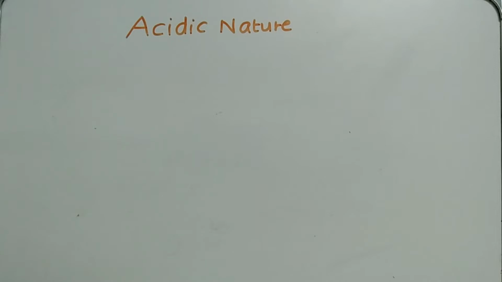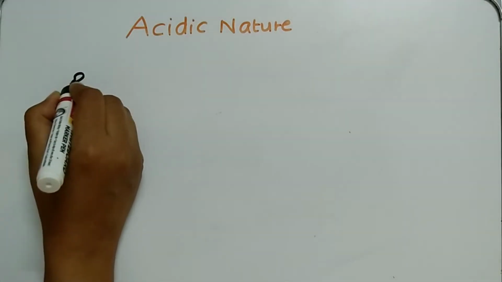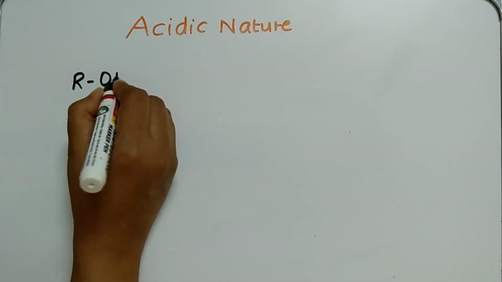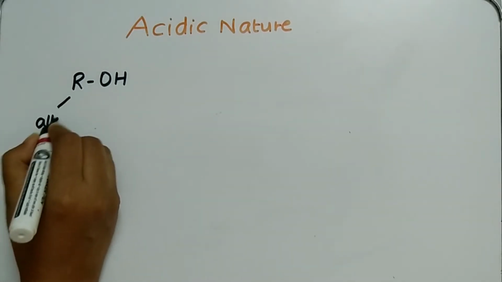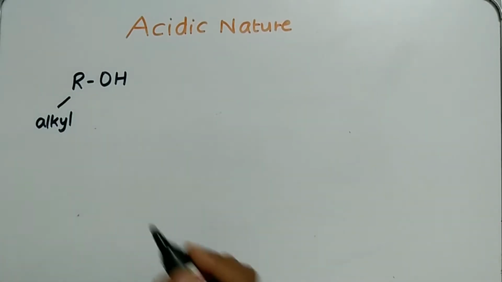Today we shall discuss the chemical properties of carboxylic acids. So we shall compare these properties with alcohols and phenols. We know the general formula of alcohols, that is ROH, where R is the alkyl group. It can be methyl, ethyl, propyl, any alkyl group.